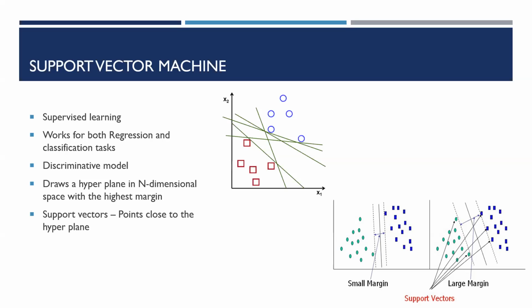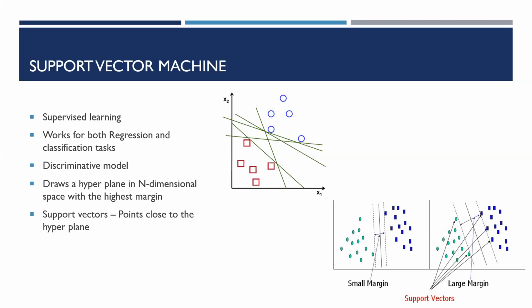Now, in how SVM works, it first finds the closest points to the line. These points are called support vectors. It computes the distance between the support vectors and the line. This distance is called a margin. Thus, SVM tries to make a decision boundary in such a way that the separation between the classes is as wide as possible. Support vector machine is a discriminative model that draws a hyperplane in n-dimensional spaces, not only two-dimensional, with the highest margin.